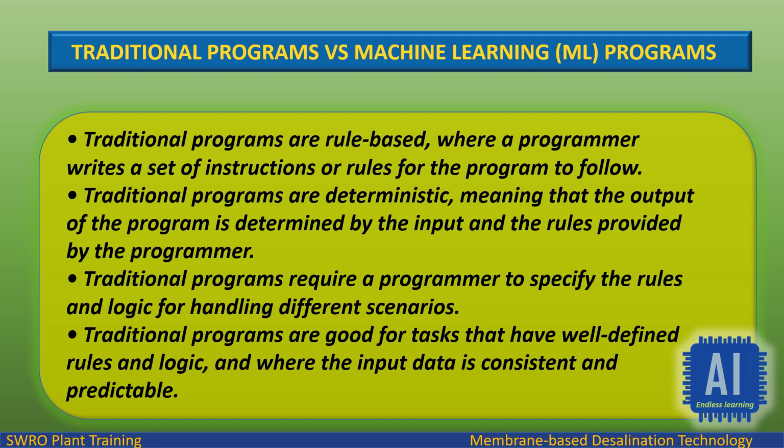Traditional programs are deterministic, meaning that the output of the program is determined by the input and the rules provided by the programmer. Traditional programs require a programmer to specify the rules and logic for handling different scenarios. Traditional programs are good for tasks that have well-defined rules and logic, and where the input data is consistent.